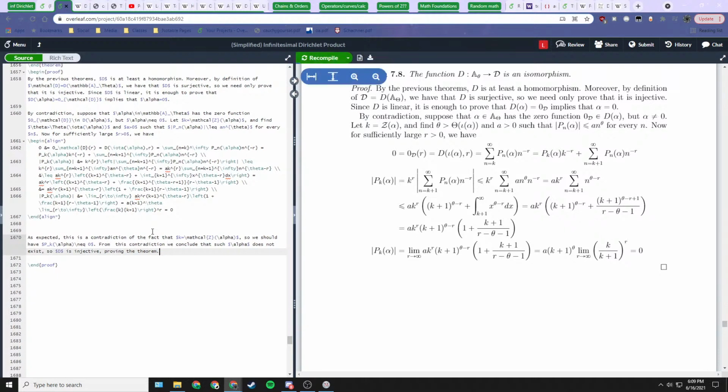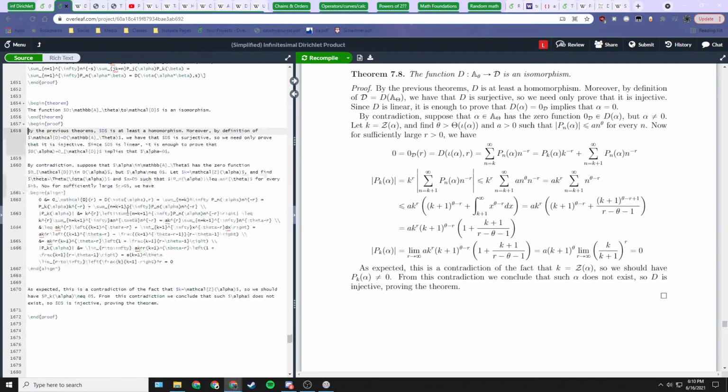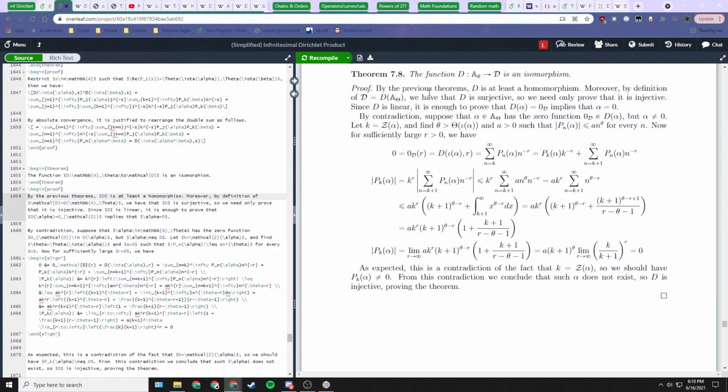So that's it. So our theorem is that it's an isomorphism. We already proved that it's linear. We already proved that it's multiplicative, so it's at least a homomorphism. And by definition of this set, we already have that it's surjective. And because it's a linear function, to prove that it's injective, it's enough to prove that it has a unique 0, so its kernel is singular. And that's what this whole proof is.